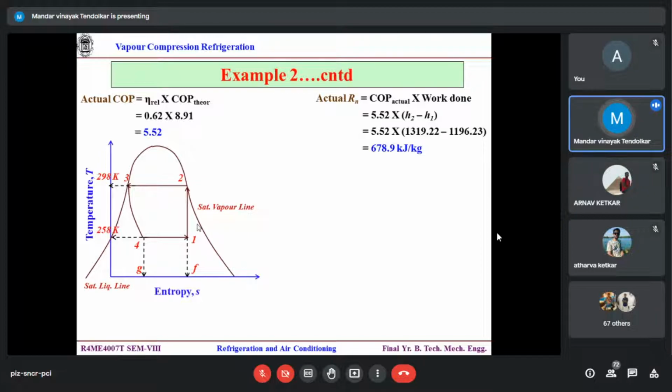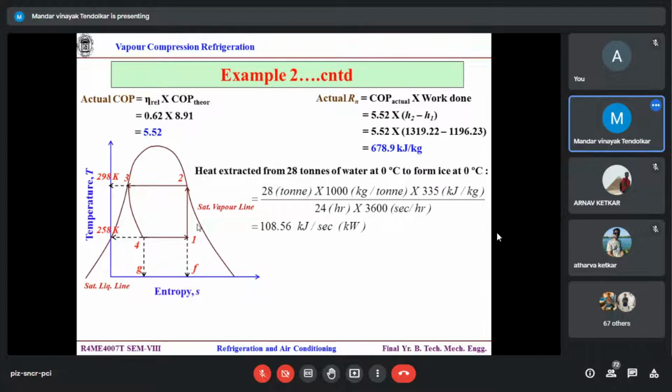28 tons in 24 hours, correct? And the process of making that ice is from and at 0 degrees Celsius. So there is no sensible part involved, only latent. So 28 ton into 1000, that is kg, into hfg, that is 335, the latent part, in 24 hours and 3600 seconds per hour. So this much is the total heat extracted. Do you agree? Yes, sir.